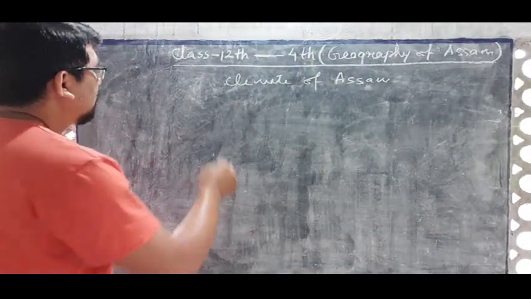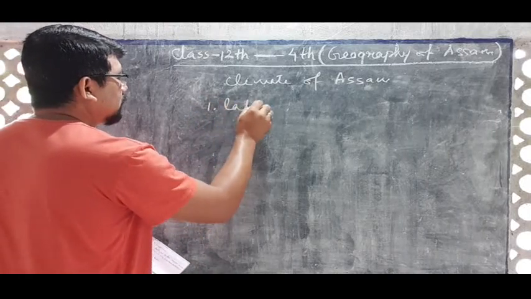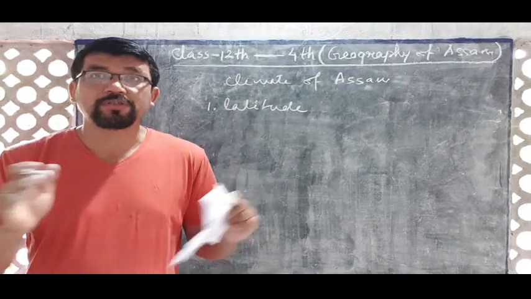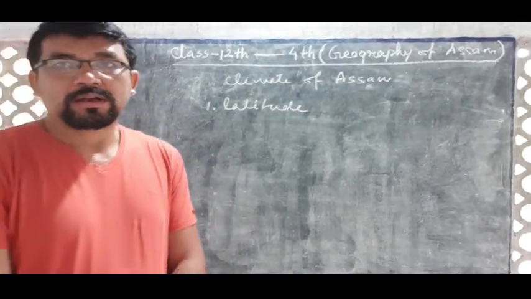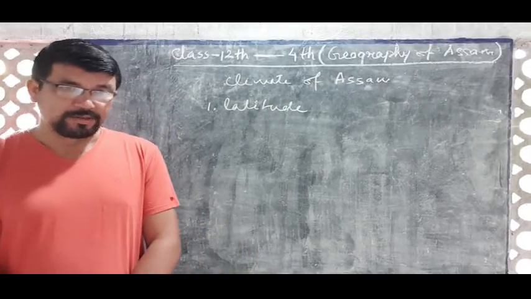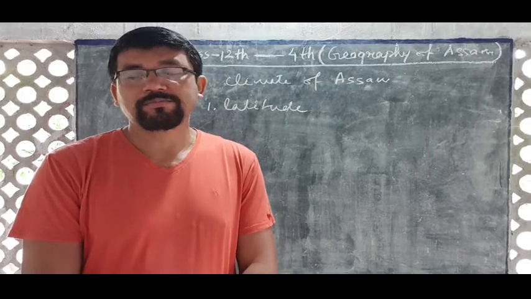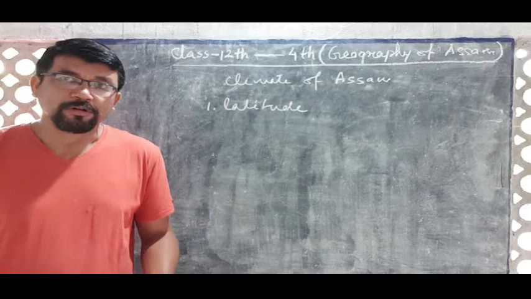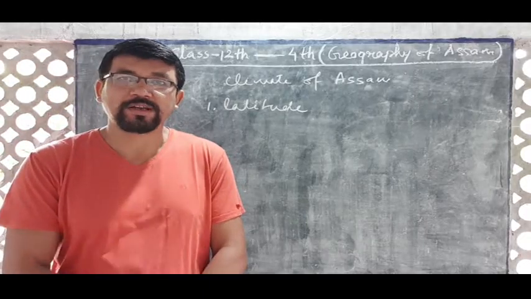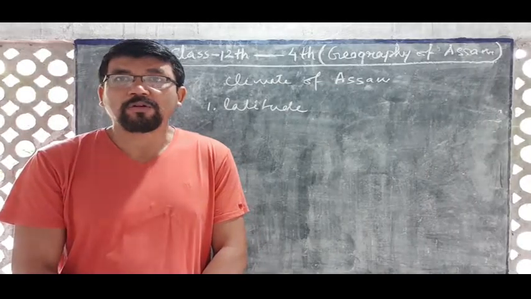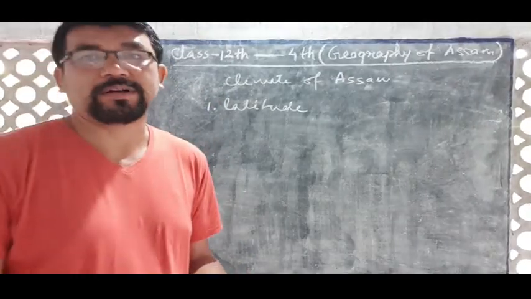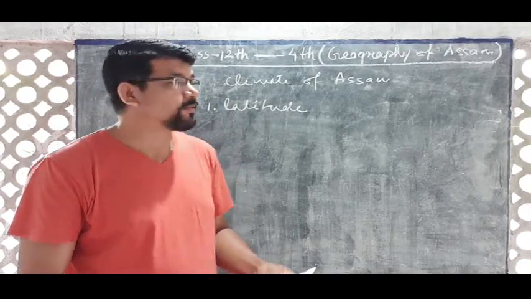First one is latitude. Number one, latitude. Latitude means the absolute location of our state. I have already told you that Tropic of Cancer is going through south of Assam, in the states Mizoram and Tripura. Okay? Therefore, Assam experiences subtropical monsoon climate. It is the main factor. If the location is in a different region, then the climate will definitely be different. It is the latitude.